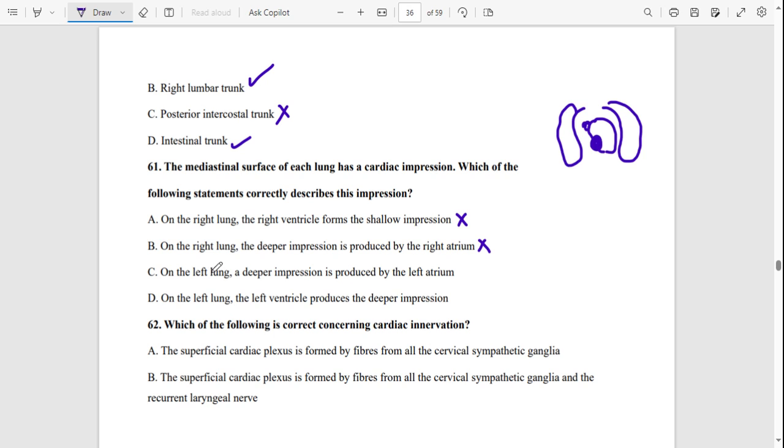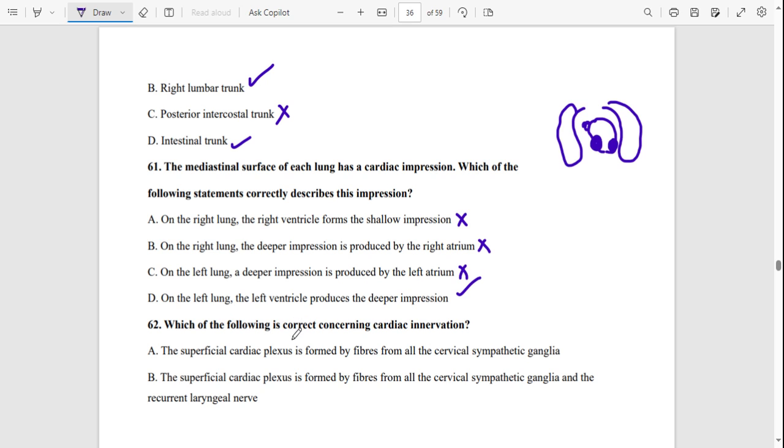And then on the left, a deep impression is produced by the left atrium. This is not true. What should produce an impression is the ventricle. So on the left, the left ventricle produces a deep impression. Okay, so that is it.